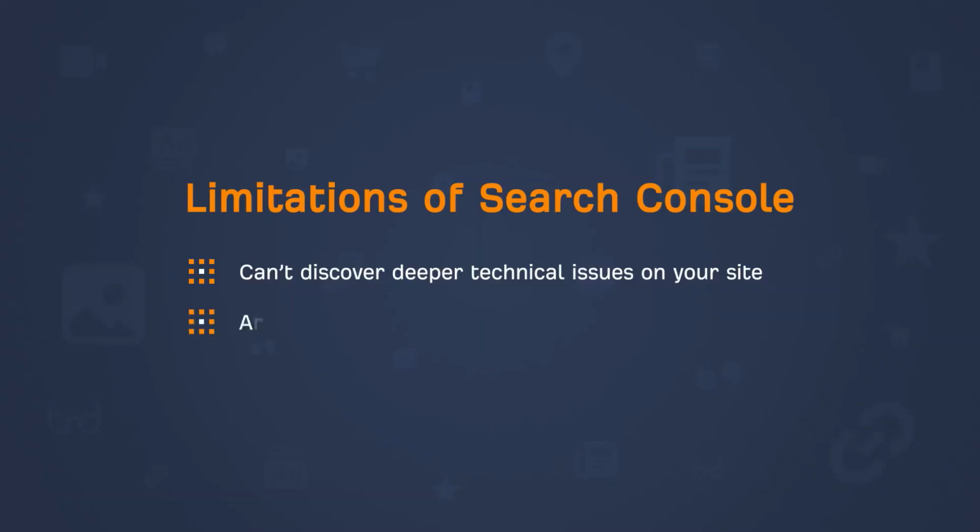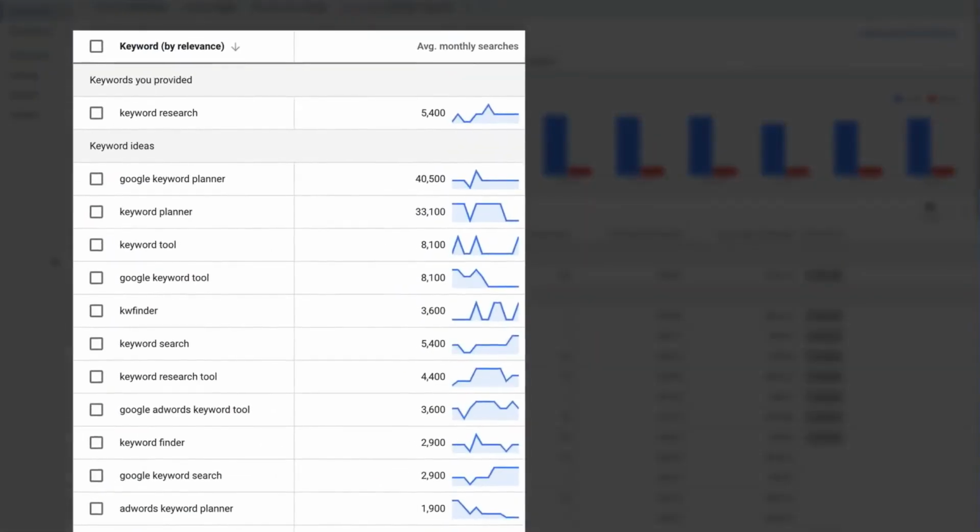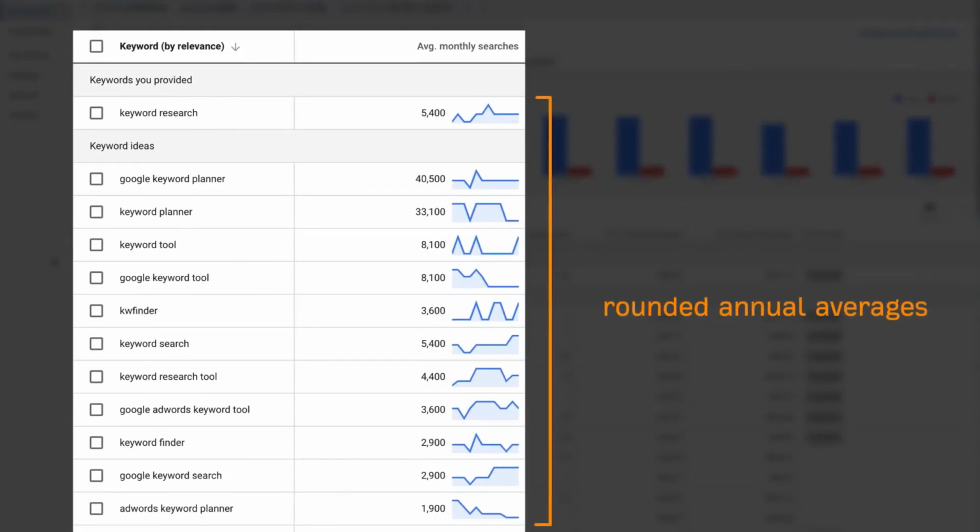The second one is that there's no keyword volume data. Yes, Google has Keyword Planner, but that's only somewhat useful if you're paying for ads. Otherwise, you end up with range values like this. And even if you do have search volume numbers, they're rounded annual averages, which gives you super broad estimations.